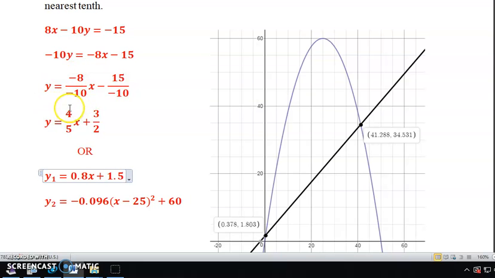Negative 8 divided by negative 10 simplifies to 4/5. Negative 15 divided by negative 10 simplifies to positive 3/2. Or you can change it to decimal because those are terminating decimals.